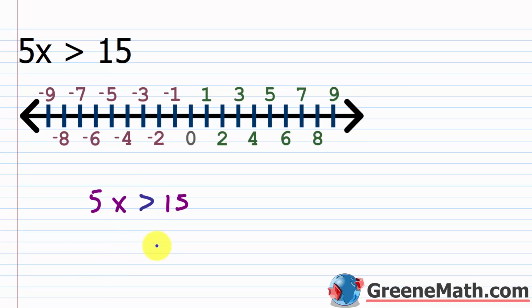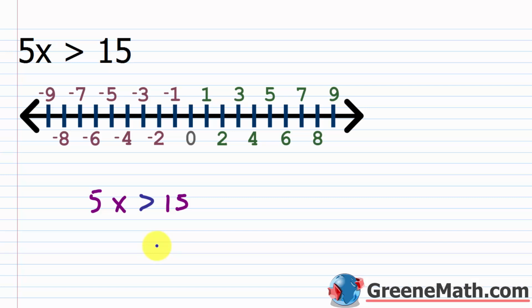With the multiplication property of inequality, you can essentially multiply both sides of an inequality by the same positive number, okay, positive number, and not change the solution. You can also divide both sides of an inequality by the same positive number and not change the solution. What about negative numbers? Well, we'll talk about that in a minute.